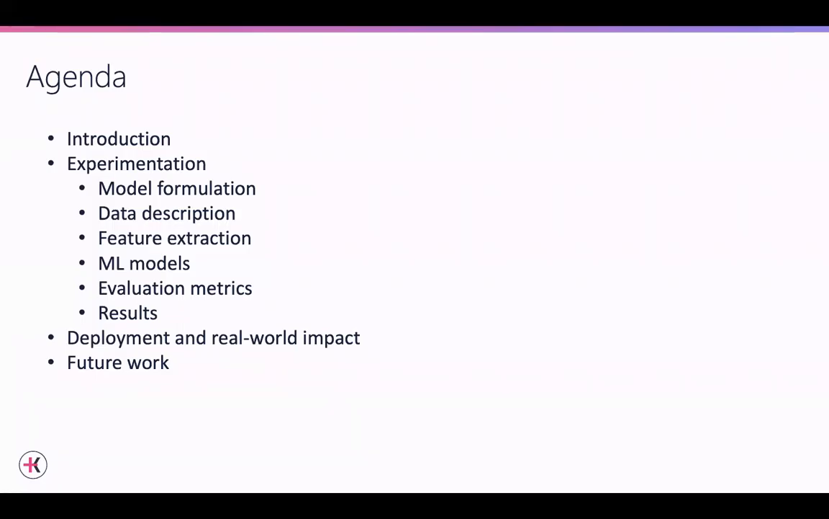Agenda for today: I'll go through an introduction to the problem that we are trying to solve, and then go through all the steps in the life cycle of experimentation, where I'll go through formulation, data description, features that we used, ML models that we used, how we trained the model, and also evaluation metrics, custom metrics, and ML metrics that we used, and the results from these models. I'll briefly go over the real world, end-to-end system deployment that we did, and also the future work that we plan to do.